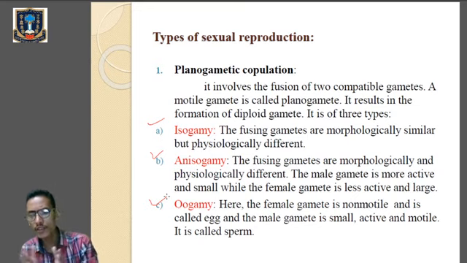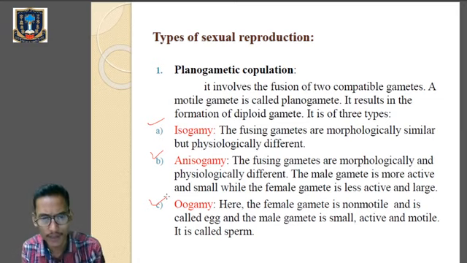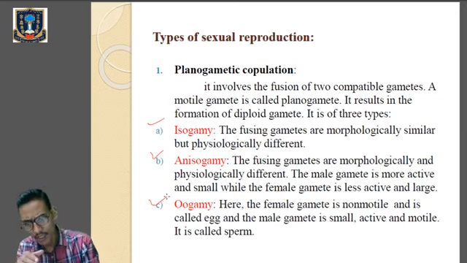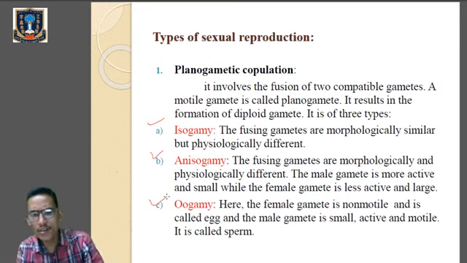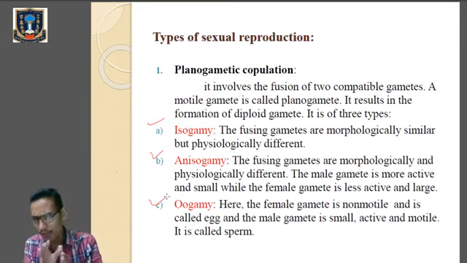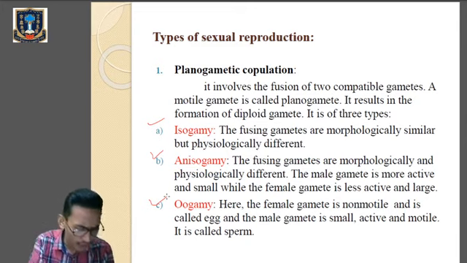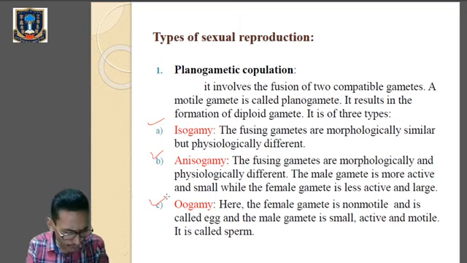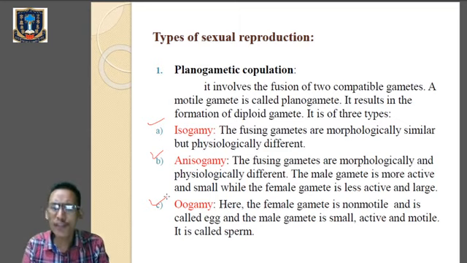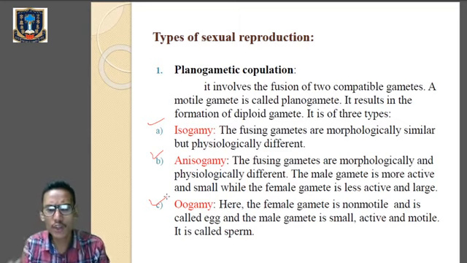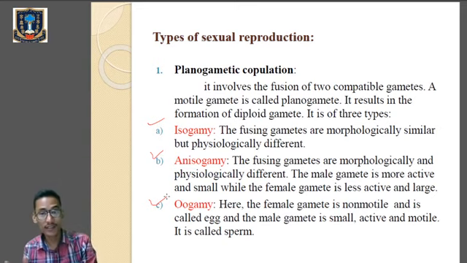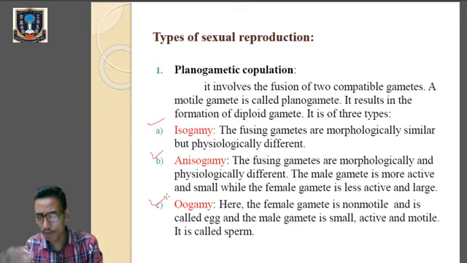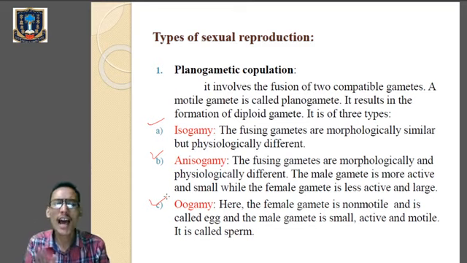So whenever the fusing gametes are structurally similar, we cannot differentiate them in terms of structure. They look similar to one another, but physiologically they are different. So whenever the fusing gametes are morphologically similar but physiologically different in terms of function, those gametes are called isogametes, or isogamy. So whenever the fusing gametes are morphologically similar, it is called isogamy.